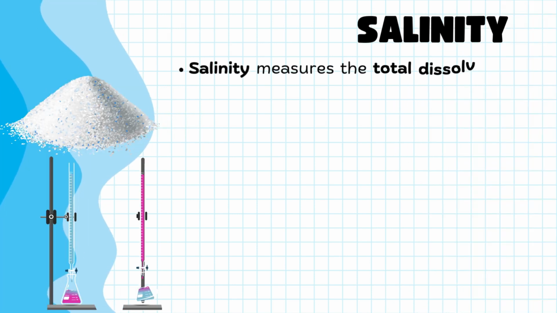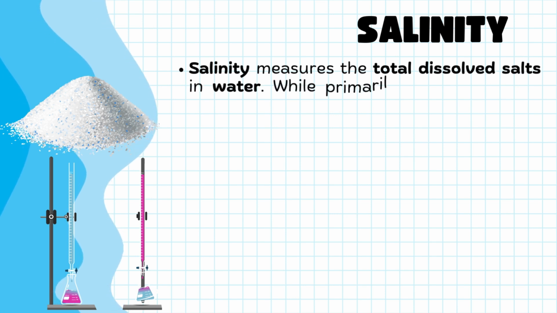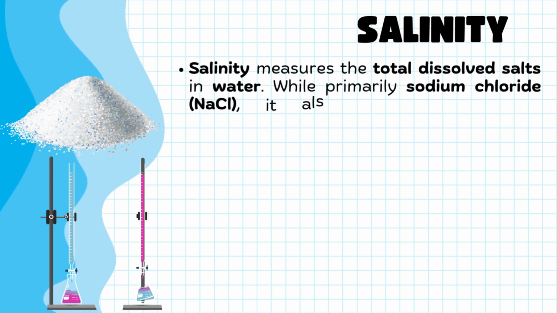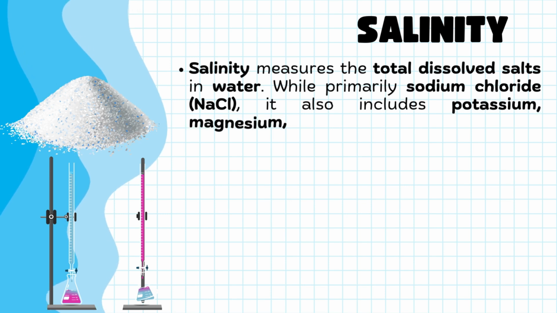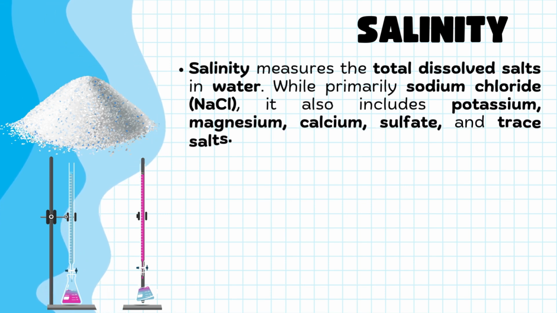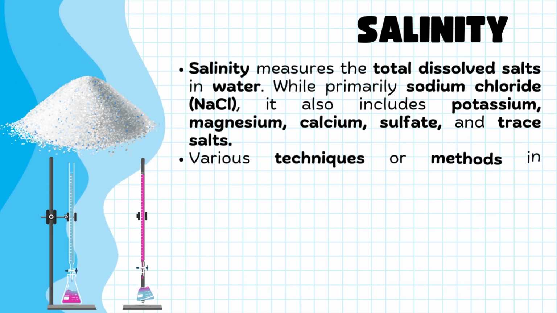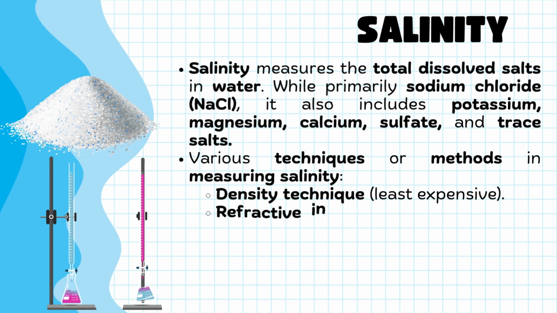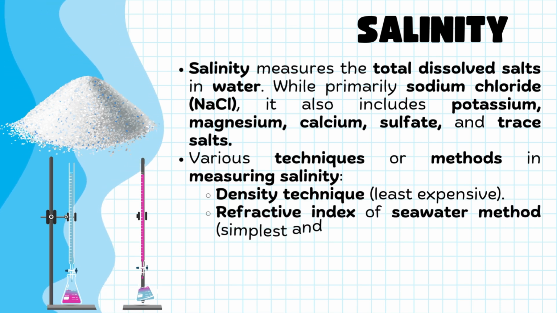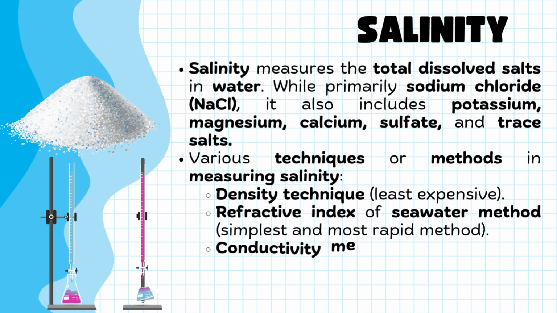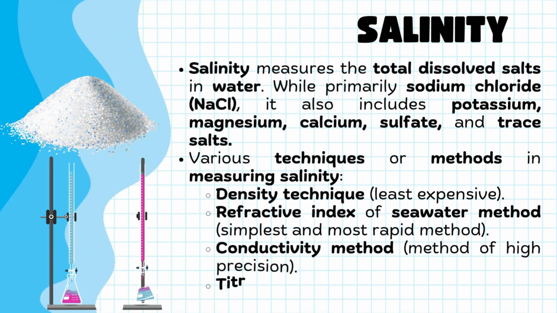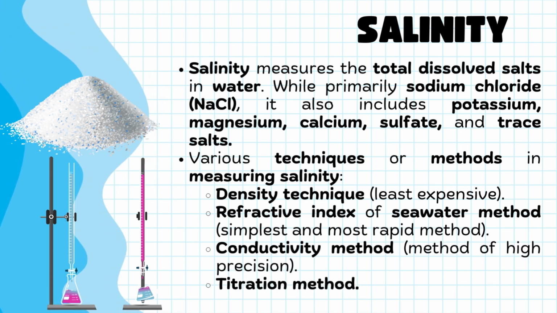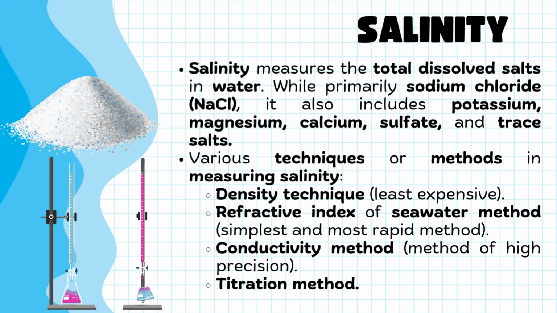So next, the salinity. Another parameter is the salinity, and it refers to the total concentration of dissolved salts in water measured in grams per kilogram. So when we talk about salinity, this is not just sodium chloride. While sodium chloride makes up most of the salt content, salinity also includes potassium, magnesium, calcium, and sulfate ions, along with other trace salts. Maintaining the right salinity levels is essential for a balanced aquatic environment.